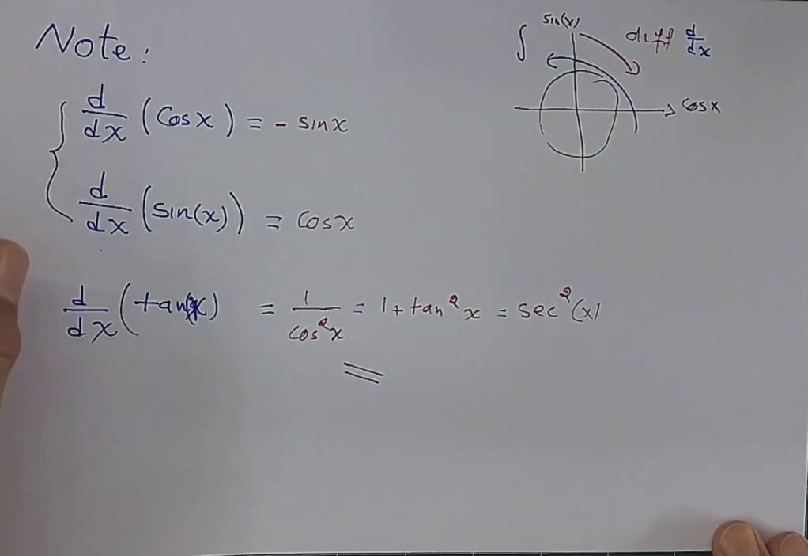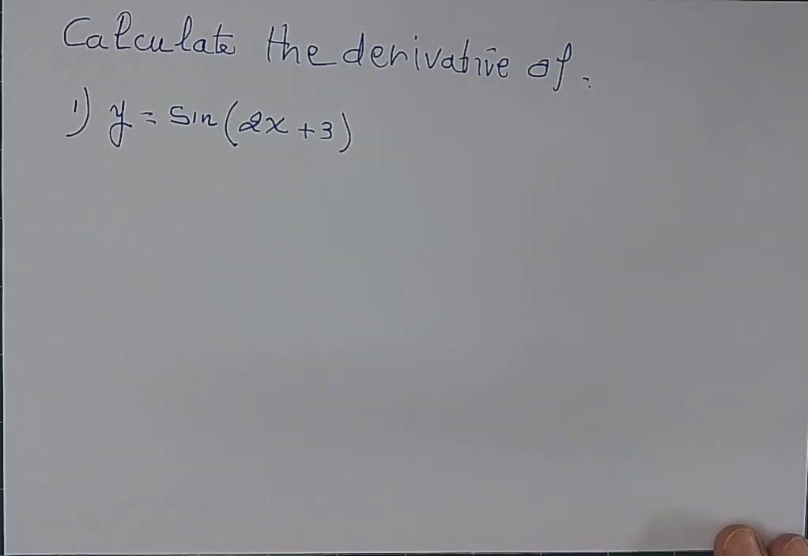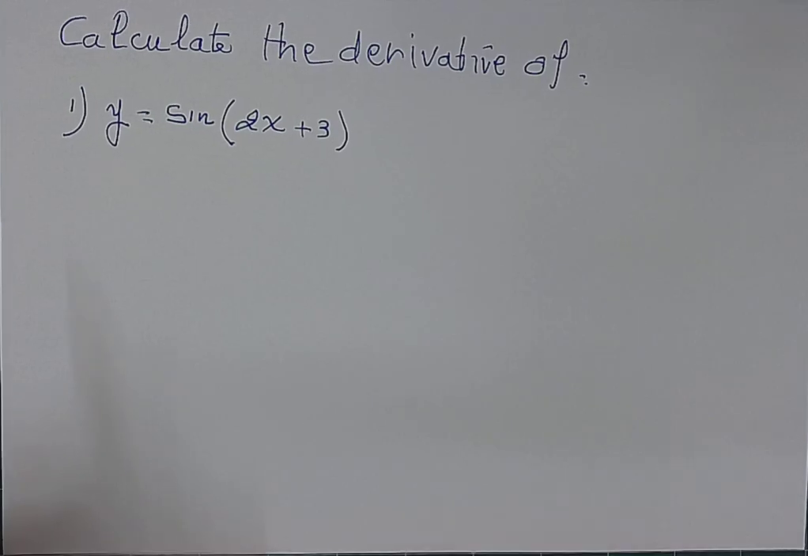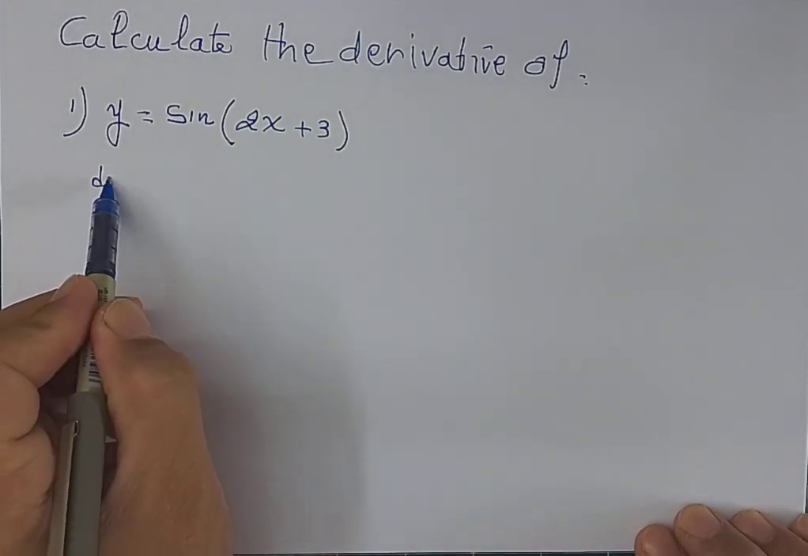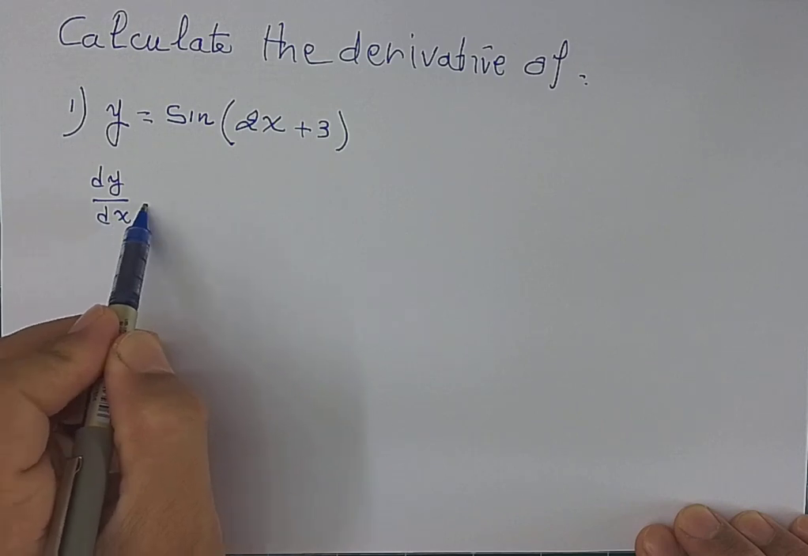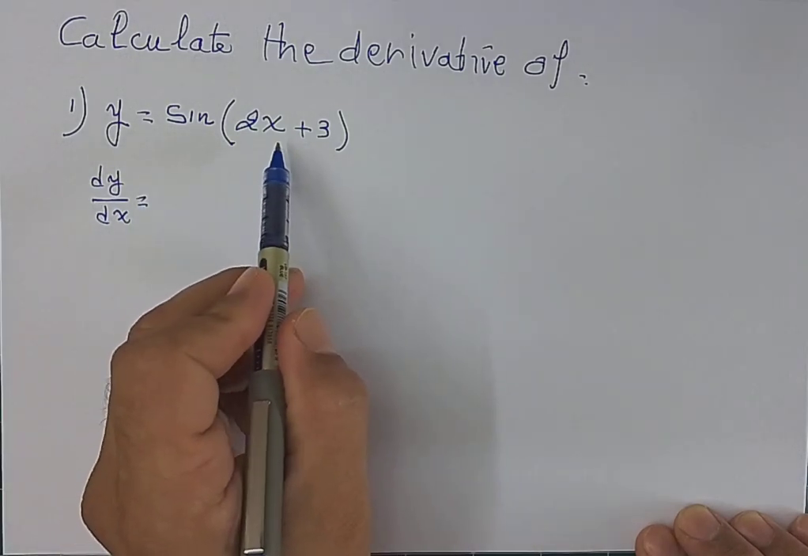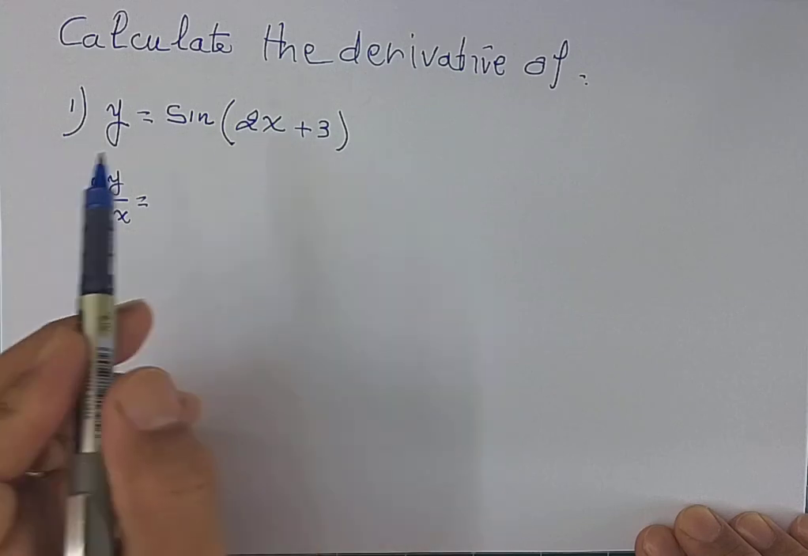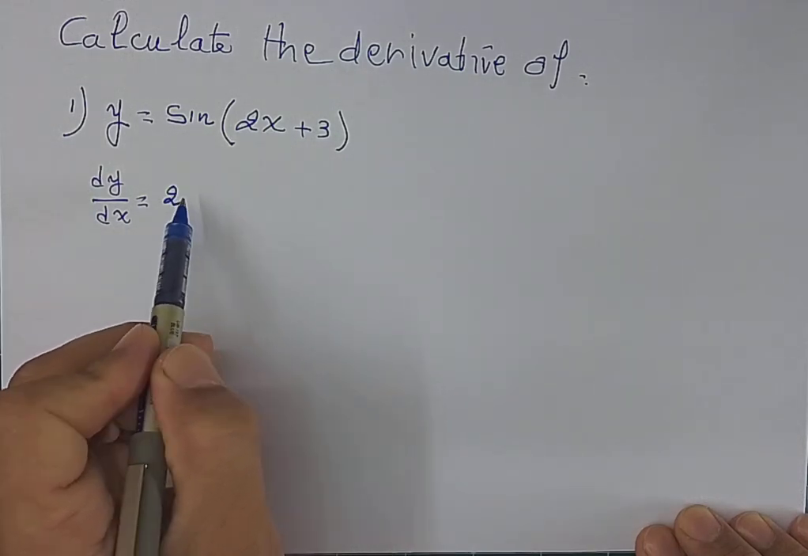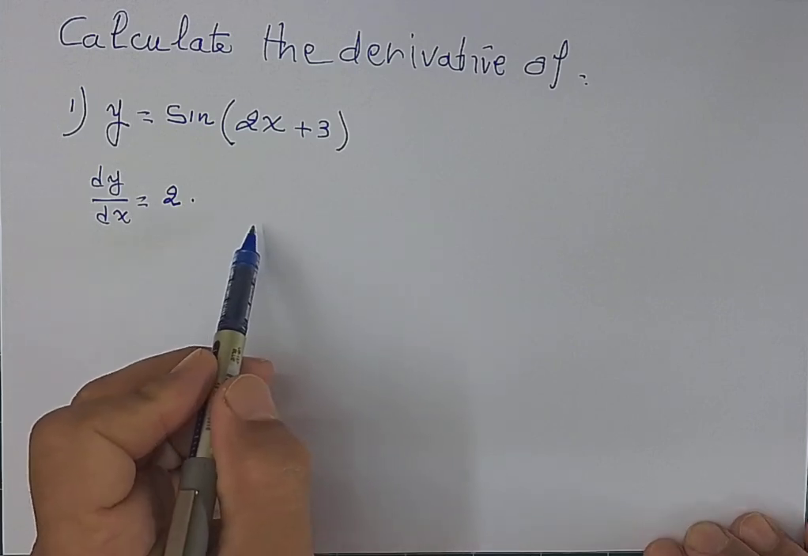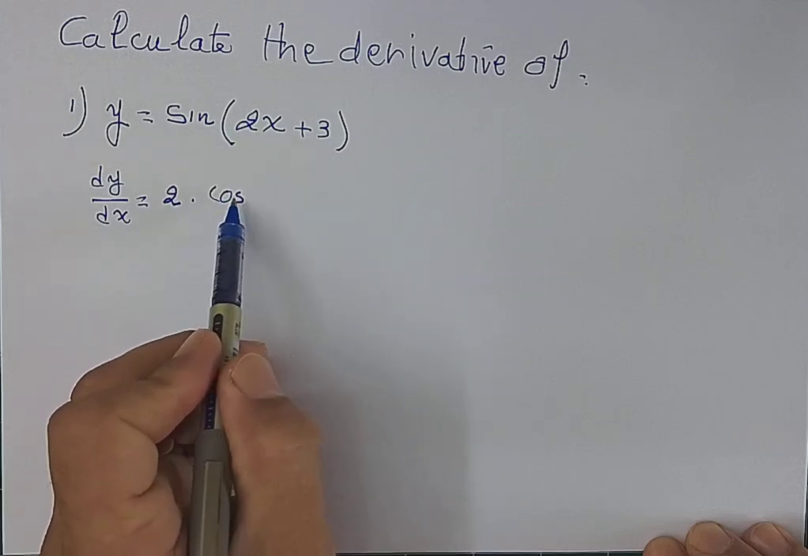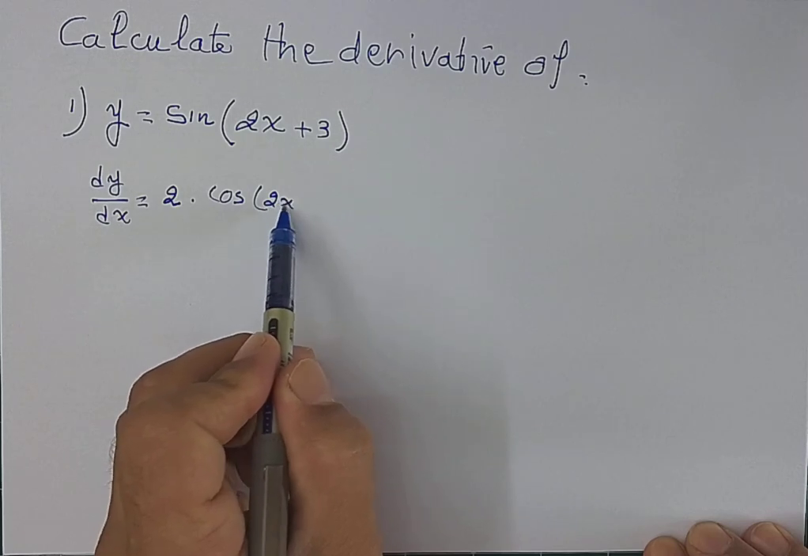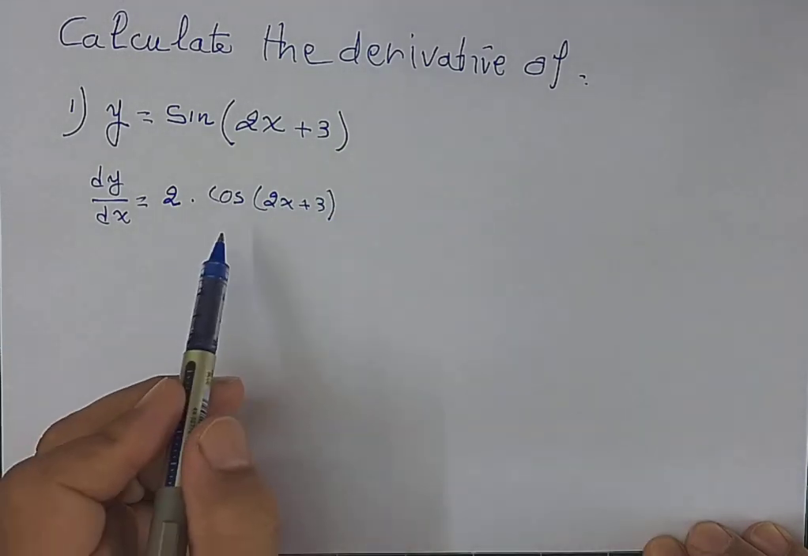So let's discover the first one. Calculate the derivative of y equals sine of 2x plus 3. Here dy/dx equals: I take this inner function and derive it, it will be 2, times the derivative of sine, which is cosine of 2x plus 3. How can I do that?